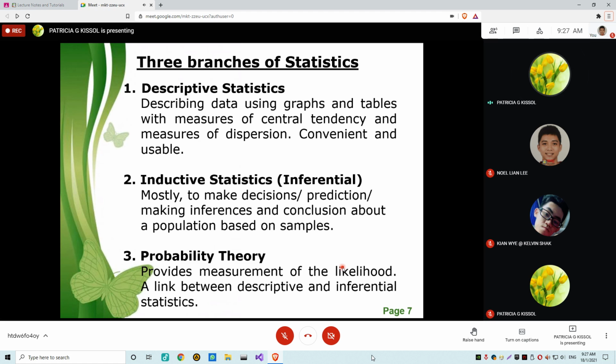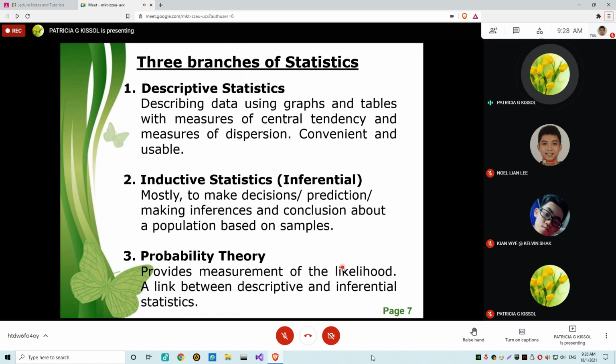So there are three branches of statistics. We have descriptive statistics, inductive statistics, or rather called inferential, and probability theory. Now, the descriptive is more on what we're going to cover in chapter 2, whereby we describe the data using graphs and tables, and we measure it using the central tendency method and measure of dispersion, just like mean, median, mode, standard deviation.